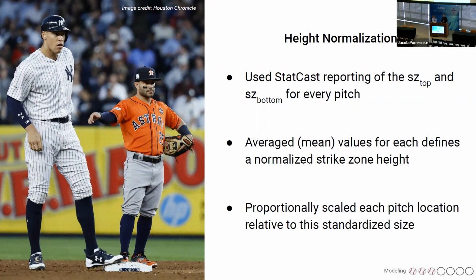And so then at that point, we're essentially just scaling all the other pitches down to that top and bottom. So if a pitch is 2 inches high for a certain batter, that batter's strike zone gets scaled down by some percentage, and we pull that 2 inches down with it so that it's still proportionally in the same spot, but we've now normalized all of the pitches into nominally the same strike zone that the umpire might be attempting to call.